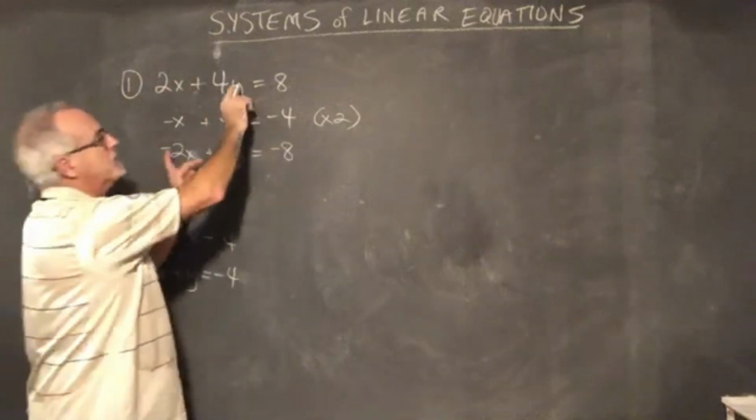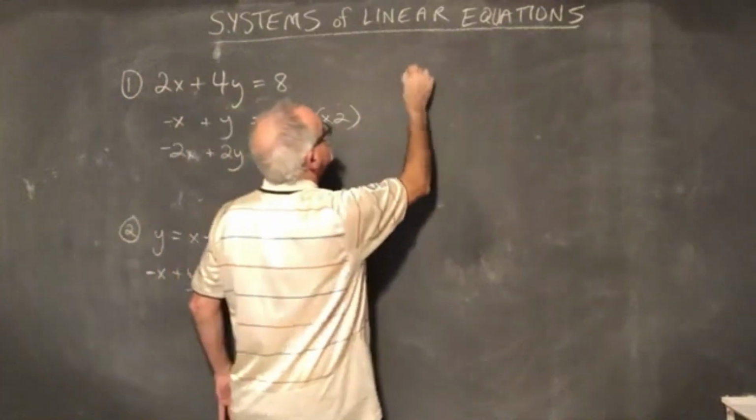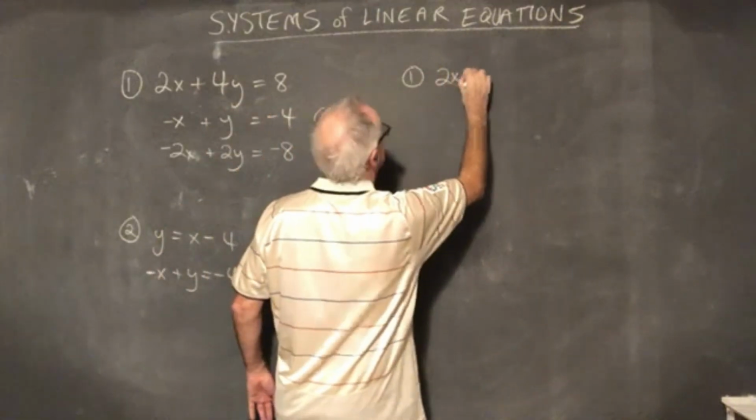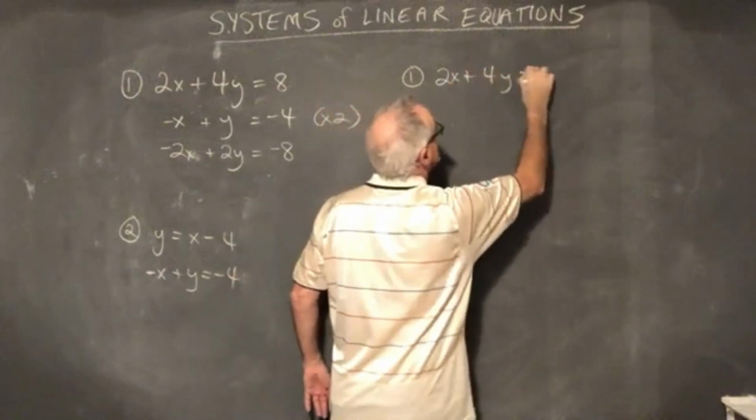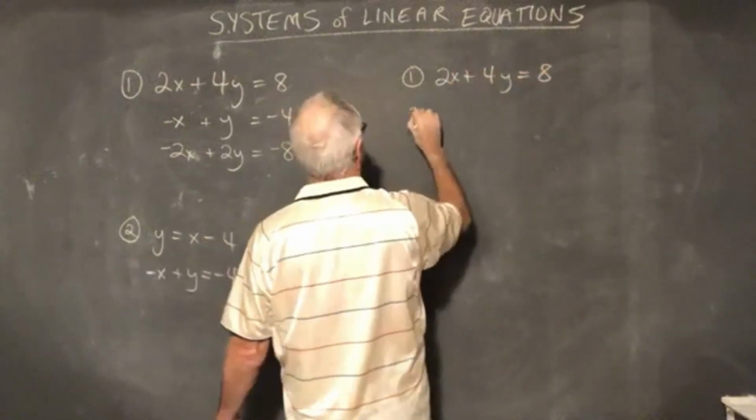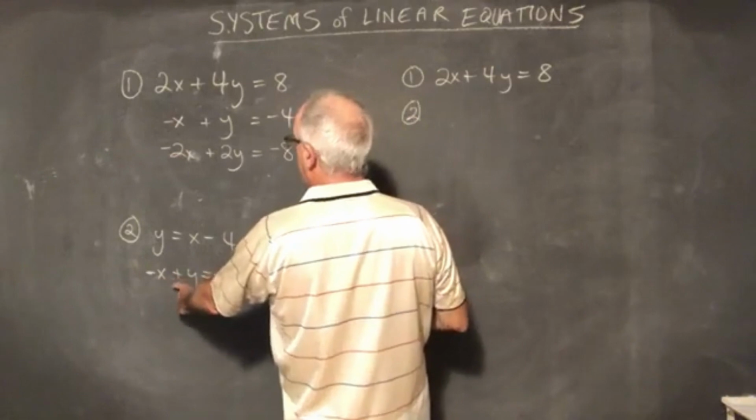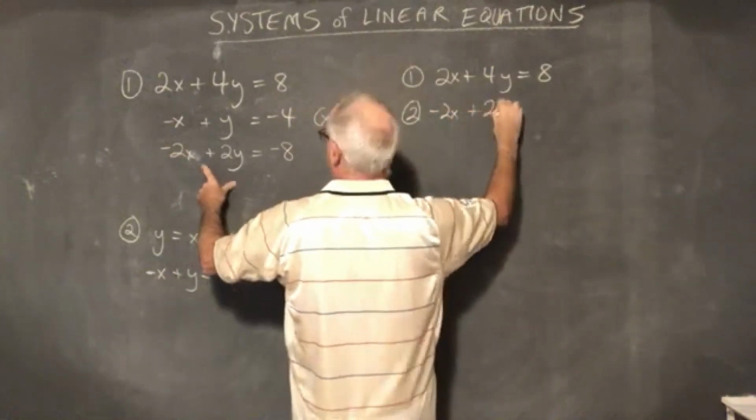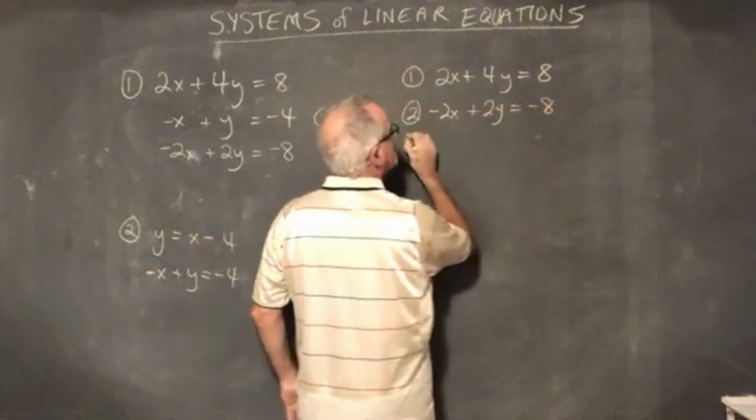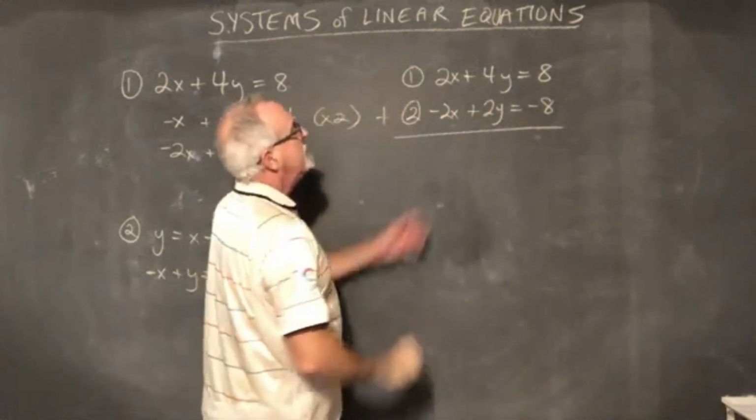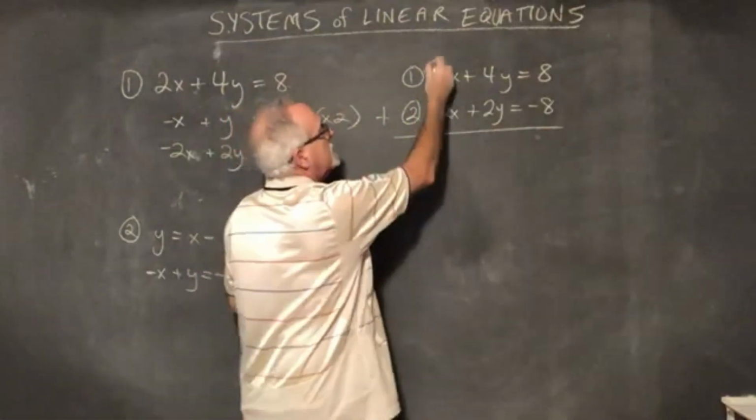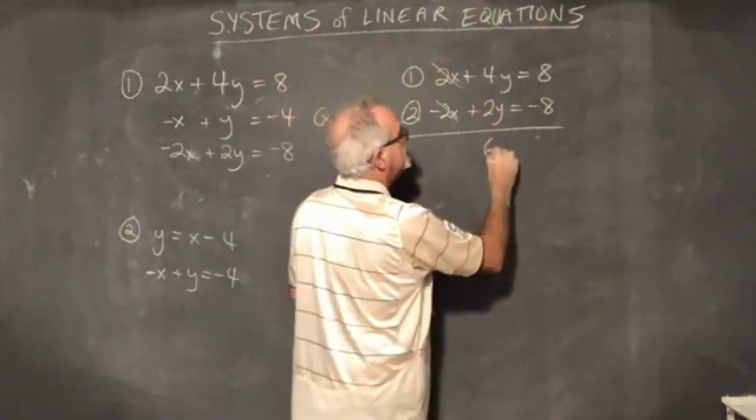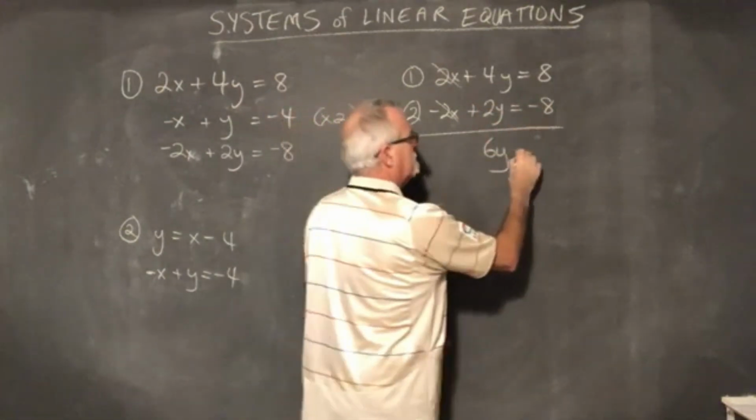This is a little messy, so I'm going to write my 2 equations over here. Equation 1, 2x plus 4y equals 8. Equation 2 has now become -2x plus 2y equals -8. And I'm adding these 2 equations. 2x plus -2x cancels. That's what I wanted. So I don't have to write an x in my answer. 4y plus 2y is equal to 6y, and 8 plus -8 is equal to 0.